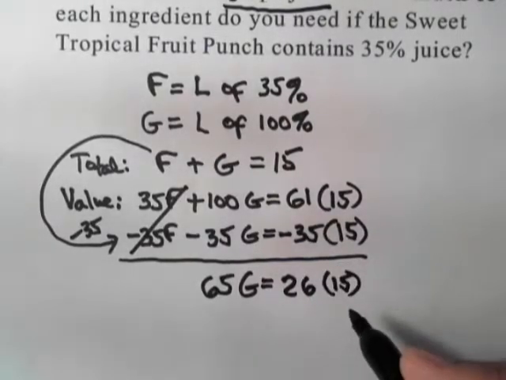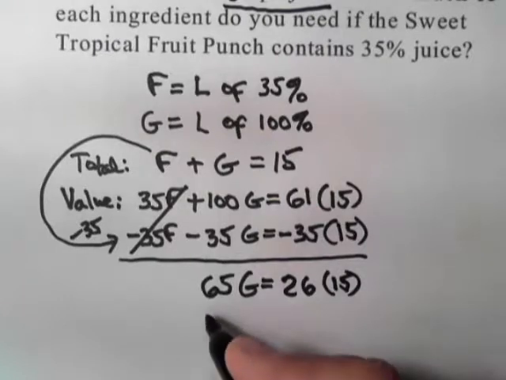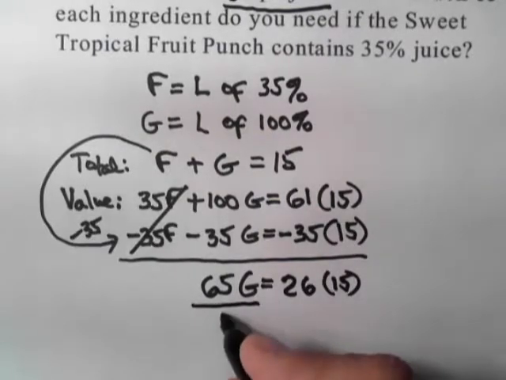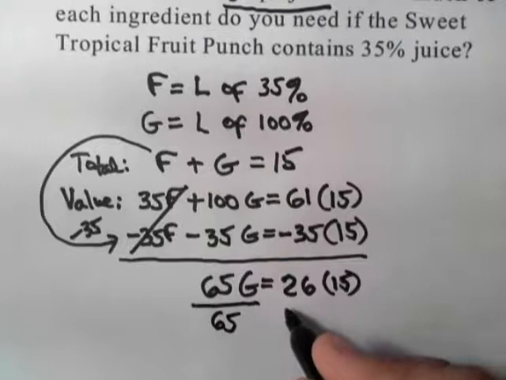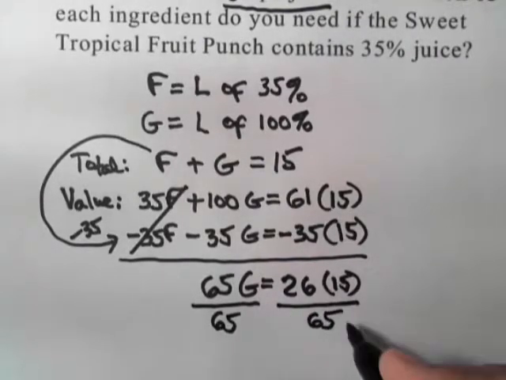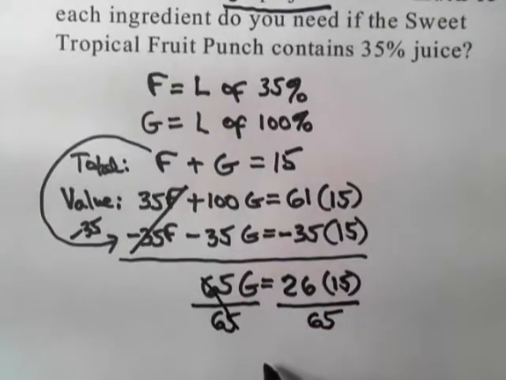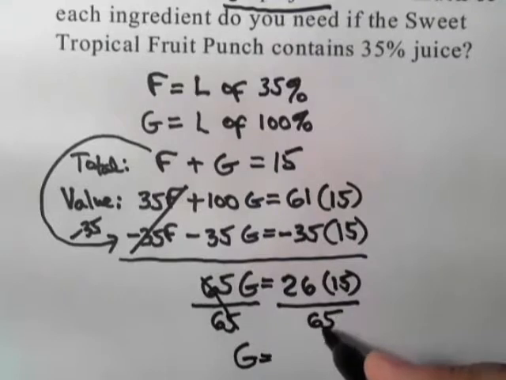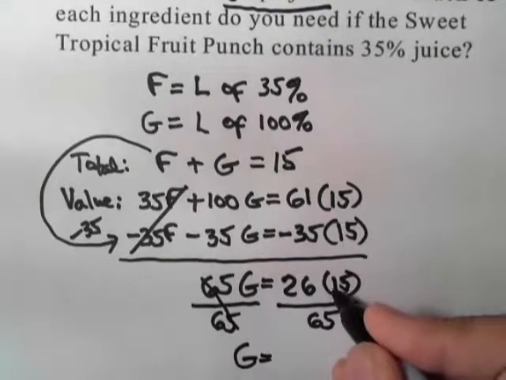Okay. Now, if this is a fairly simple problem, we might be able to just get the answer by reducing. That's why I always wait and don't multiply this out, because you can save yourself some work often. G equals, well, let's see, I can see that a 5 will reduce into both the 15 and the 65.